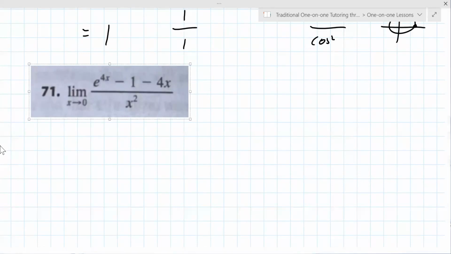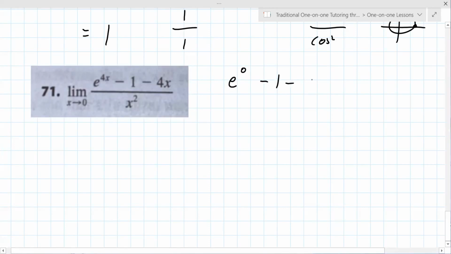Okay. So first thing you do, you try the number in there. Like, your instructor wants you to see e to the 0 minus 1 minus 0 over 0 squared. They want to see that you get 0 over 0 here. They have to see this. You might even want to write, indeterminate form here.